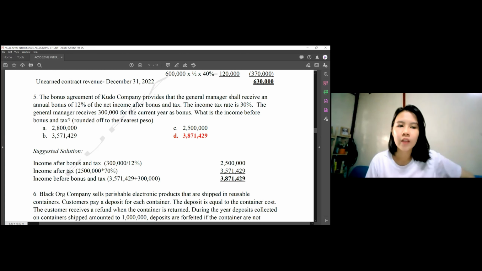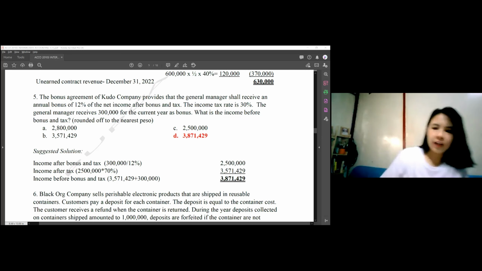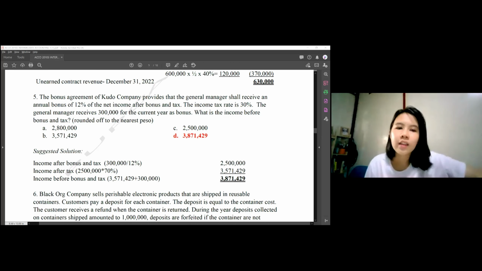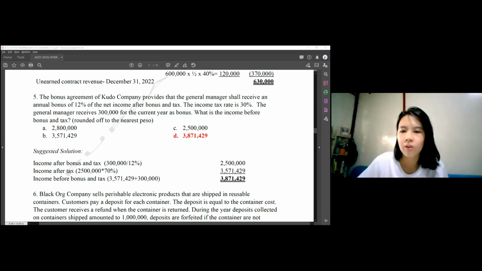Kasi diba nakuha na natin yung income after bonus and tax. So para makuha natin yung income after the tax lang, we need to divide it by 100% minus 30% na income tax. So basically that's 2.5 million divided by 70%. And then we'll get 3,571,429. So we'll just add 300,000 into that para makuha natin yung before bonus. Kasi ito is before tax na yan eh. Na-work back na natin to. So just add 300,000. Then we'll get 3.8 million, which is letter D.